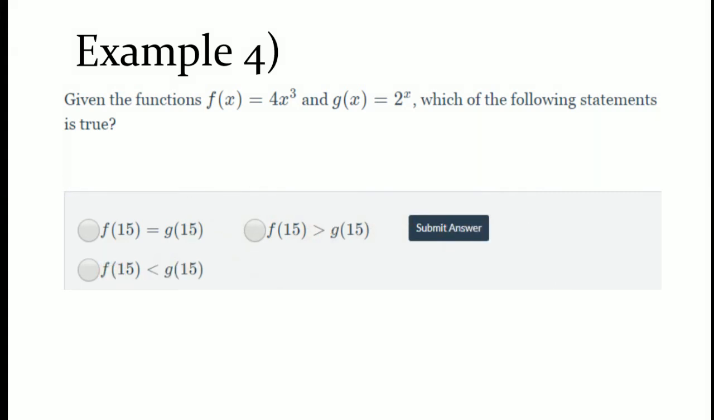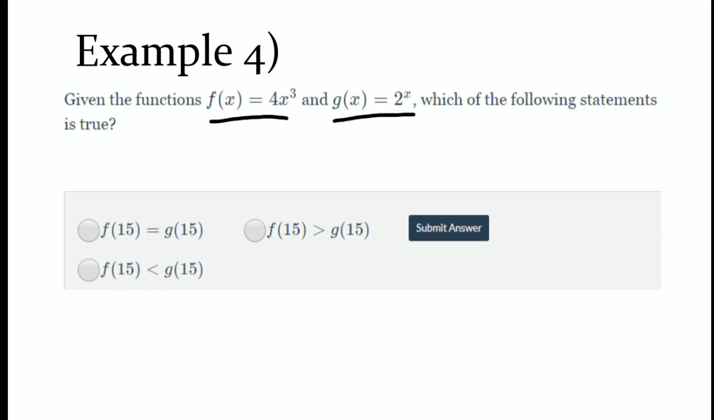All right, no worries. Given the functions f of x equals 4x cubed and g of x equals 2 to the x power, which of the following statements is true? Functions are normally described with the letter f for function, but they can really have any name you want. In this case, they gave one the name g. So we've got two different functions, and that's the key here. One of them has this rule, and the other has this rule.